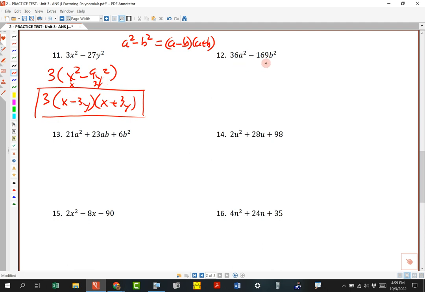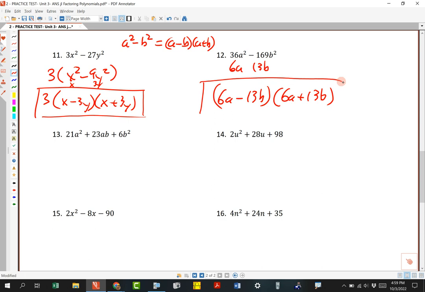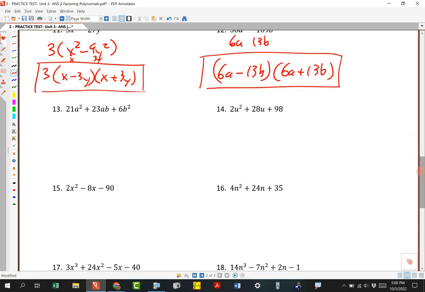Let's take a look at this one right here. Big numbers, and there's nothing I can take out of both of them, but I do notice this. That is a perfect square of 6a. And if you're pretty quick with having those memorized from 8th grade, let's see, 169, that's a 13, so this is 13b. So this is going to be the first one minus the second one, and the first one plus the second one. Again, if somebody were to write the one with the plus first, that's totally okay. Not a problem there. But I like writing it with the negative. I think it has some advantages in the long run.